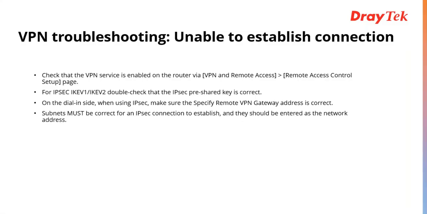The LAN subnets set in the TCP/IP settings on both routers' VPN profiles have to match. Otherwise, they won't be able to negotiate the VPN parameters successfully, and the tunnel will not build.